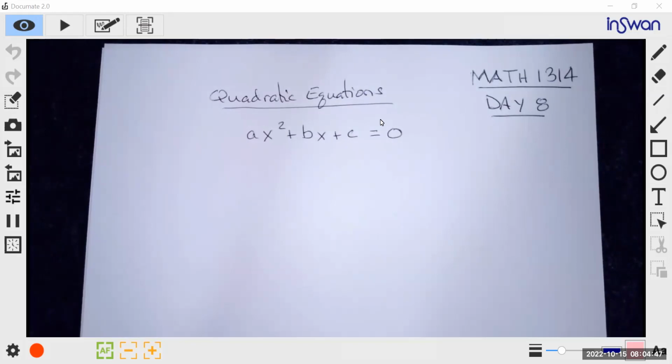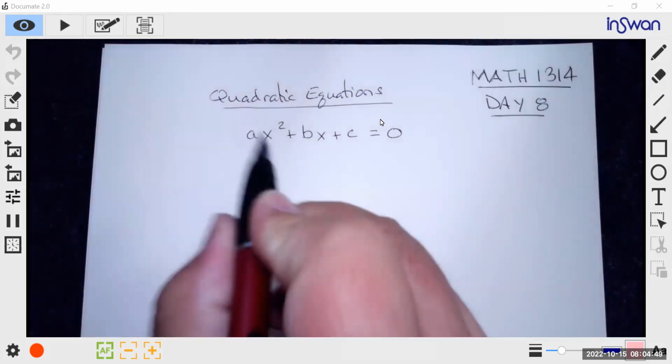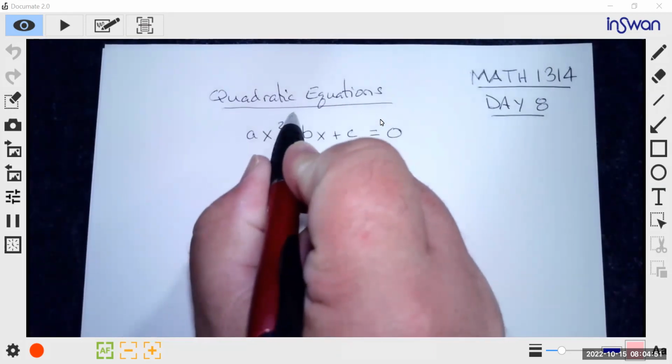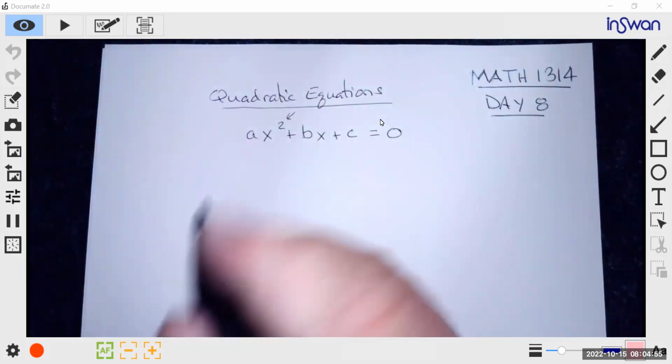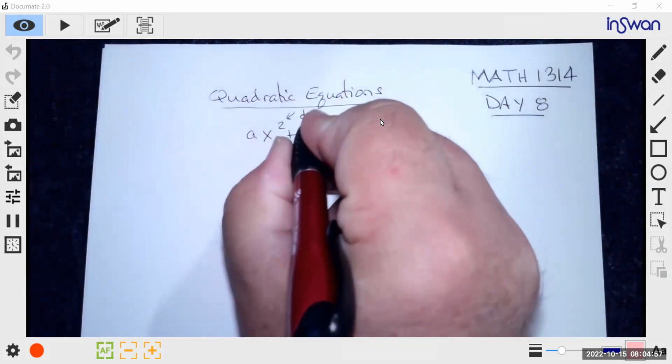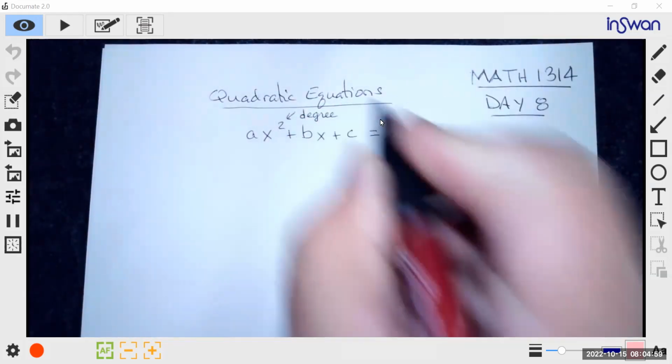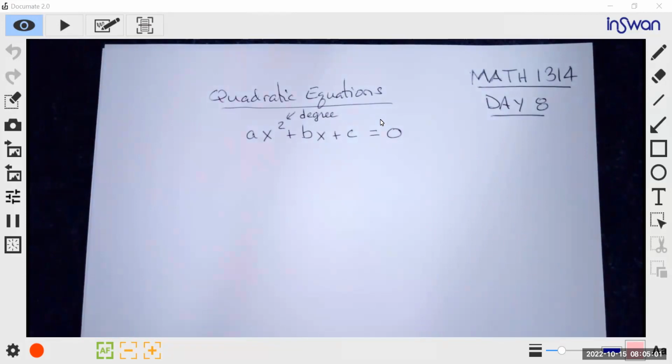All right, so we know this is quadratic because the largest exponent is 2. We call that the degree. If the largest exponent is a 3, then we call it a cubic. If it's a 4, it's a quartic. Anything after that, we just give it a number.